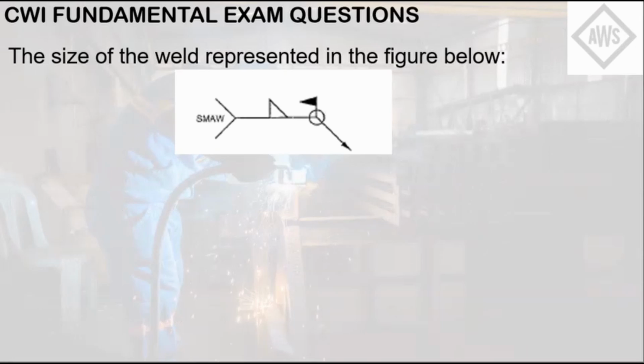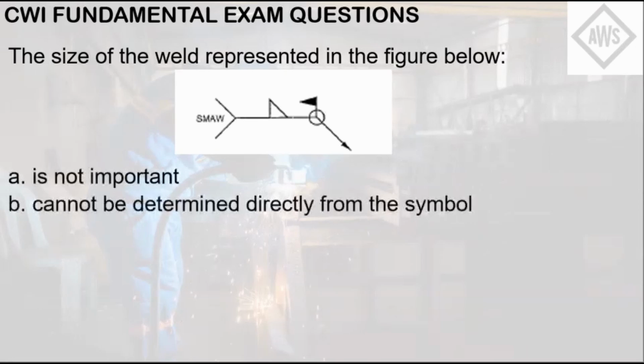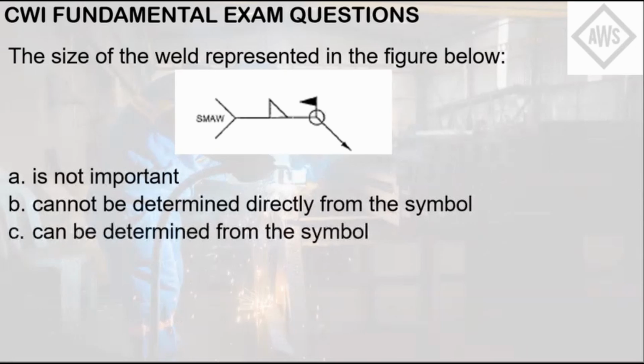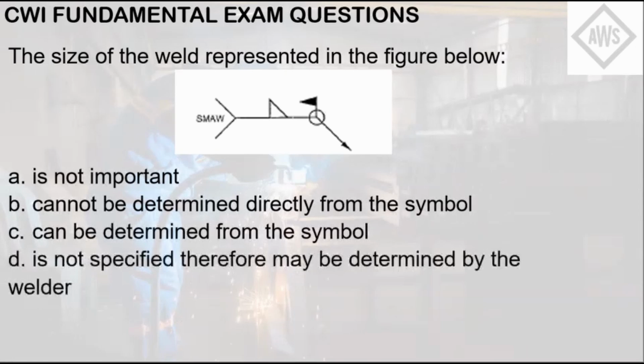The size of the weld represented in the figure below. A is not important. B cannot be determined directly from the symbol. C can be determined from the symbol. D is not specified, therefore may be determined by the welder. E must be found in the WPS.